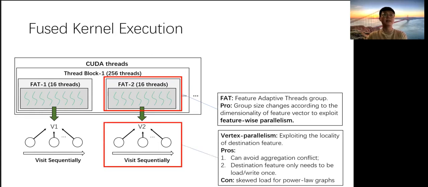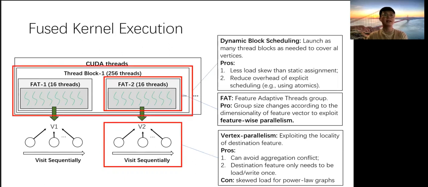Each FAT group is assigned a single destination vertex. The FAT visits the source edges one by one and carries out the computation and aggregation sequentially. This strategy avoids the aggregation conflict at the destination and improves the data locality of destination's feature, since it is only loaded once by a single FAT group. However, FATs may end up with skewed load, especially for power law graphs, in which some vertices have much higher degree than others.